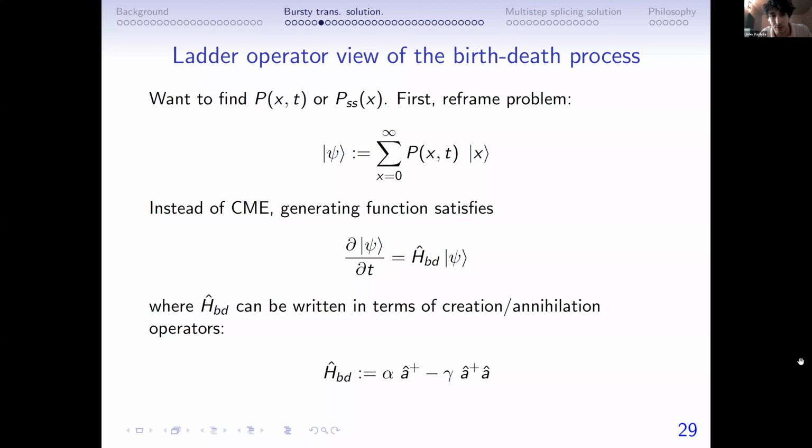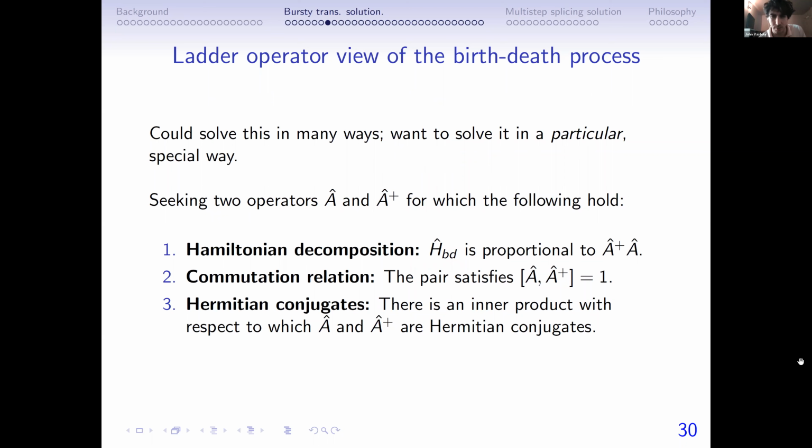And so instead of considering the probability distribution, we're going to consider something more abstract called the generating function, which lives in this abstract Hilbert space. And it turns out that instead of the CME, now we have to solve something which looks a lot like the Schrodinger equation from quantum mechanics. And then this operator that controls the dynamics in that case, which I'm calling the Hamiltonian by analogy, it turns out you can write it in terms of some convenient operators for chemical kinetics. Anyway, this is maybe too much detail even, but again, we can solve this in many ways.